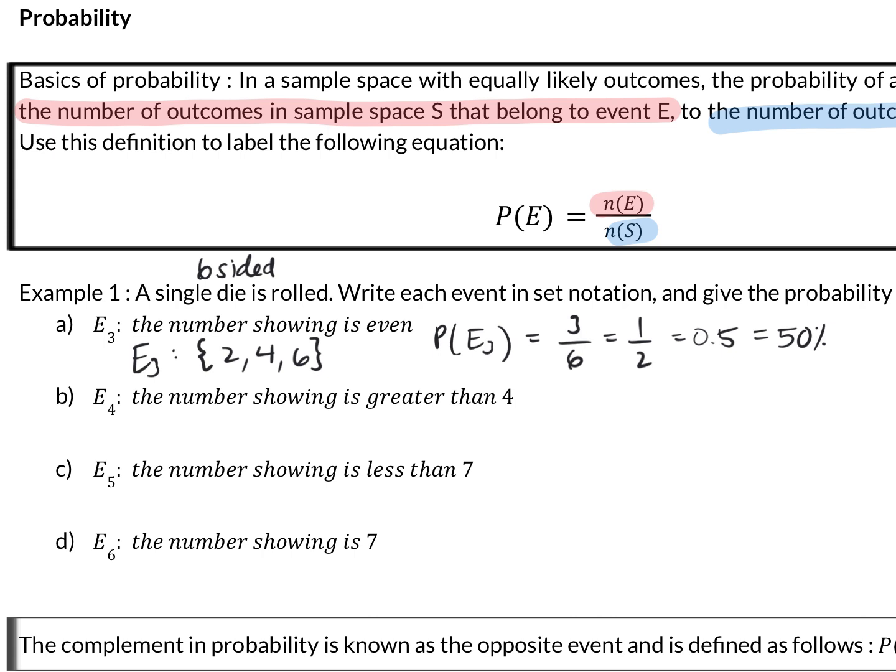The number showing up is greater than 4. What would those numbers be? 5 and 6. So I've got the sample space of 5 and 6. Those are my numbers that would be greater than 4, which is a total of just 2 out of the 6 total options, which could simplify to 1 over 3, or I could put it as a decimal, or I could put it as a percent.